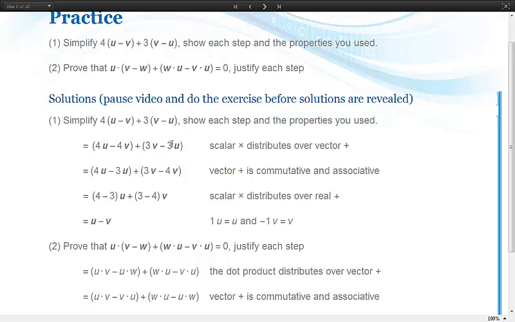Again, because I can reorder the terms, because vector addition is commutative, and I can regroup them because it's associative, I can use scalar addition distributing over scalar multiplication and factor out essentially the u out of the first expression. So 4 minus 3 u and then 3 minus 4 v are the results. And that's, of course, 4 minus 3 is 1, so I have 1u or u, and 3 minus 4 is minus 1, so this simplifies to u minus v.